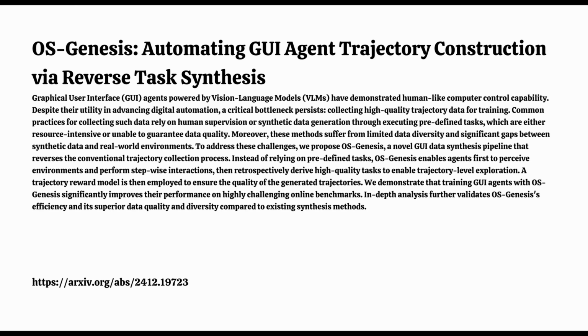We're going to be looking at this paper, OS Genesis, Automating GUI Agent Trajectory Construction via Reverse Task Synthesis. So basically, teaching AI to use computers just like we do. Yeah, it's a really significant step forward in what we call digital automation. Right. Being able to have AI that can navigate the digital world seamlessly. This research tackles a big challenge, though, right? Yeah, getting the right data to train these AI agents.